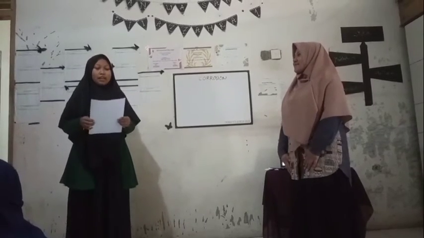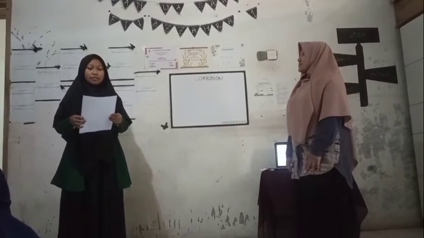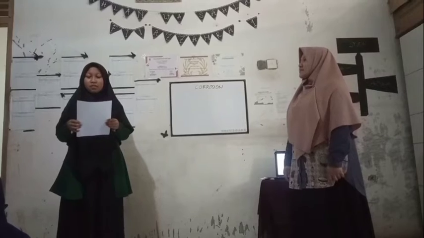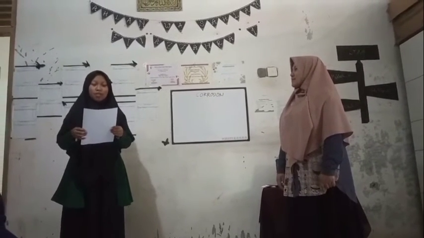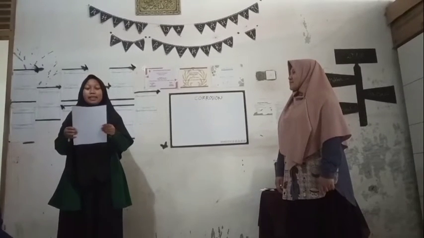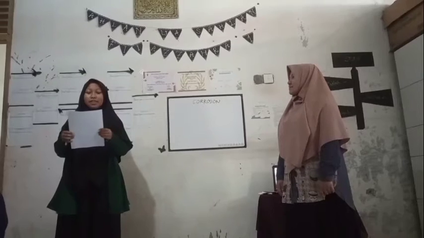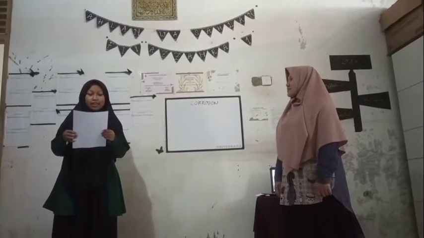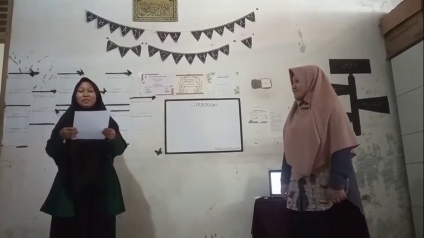Okay, Miss and friends, I'm from group 2. I will explain our discussion. There are several ways to prevent corrosion, namely: 1, painting; 2, grease with oil or grease; 3, wrapping with plastic; 4, tin plating; 5, chromium plating; 6, sacrificial anode; 7, galvanization; 8, control air humidity. Okay, thank you, Miss and friends.